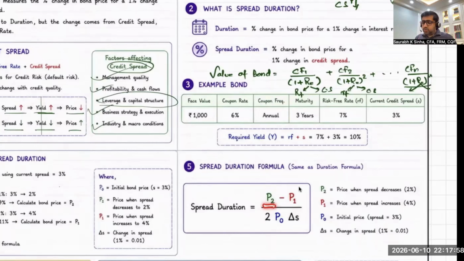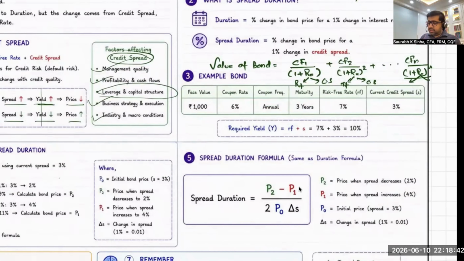So, what would be P2? P2 is when the spread decreases. So I'll give a shock of 1%, and that would be P2. Then for P1, I'll recalculate the bond price. P naught is the price at the initial spread, and I'll put down the values in this BA II Plus calculator. So let's try that. My required rate of return is 10%. For 3%, for 2%, it would be what? 9%. For 4%, it would be what? 11%. So only my I/Y will change and all the different characteristics of the bond will be identical. So let's do the calculation.